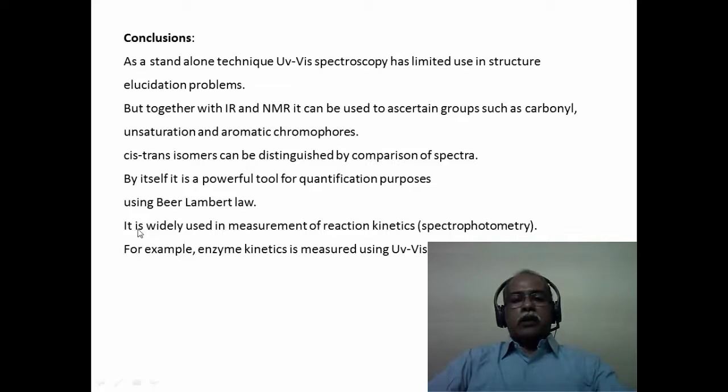So we saw one or two examples of the application of the quantitative aspects of UV visible spectroscopy in measuring the kinetics of chemical reactions, either photochemical or thermal reactions. The enzyme kinetic measurement is one application of UV visible spectroscopy.